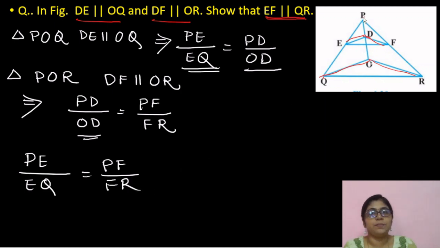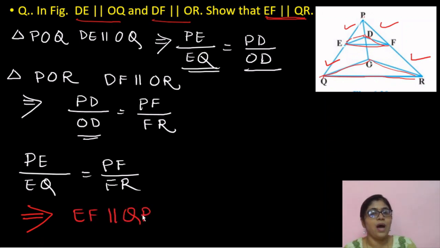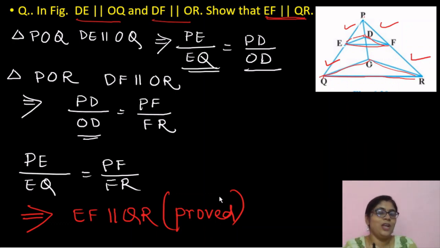So as PE by EQ equals PF by FR, then we can say EF is parallel to QR. This implies that EF is parallel to QR. So, proved. If you apply simple logic, then you can solve all these types of questions very easily.